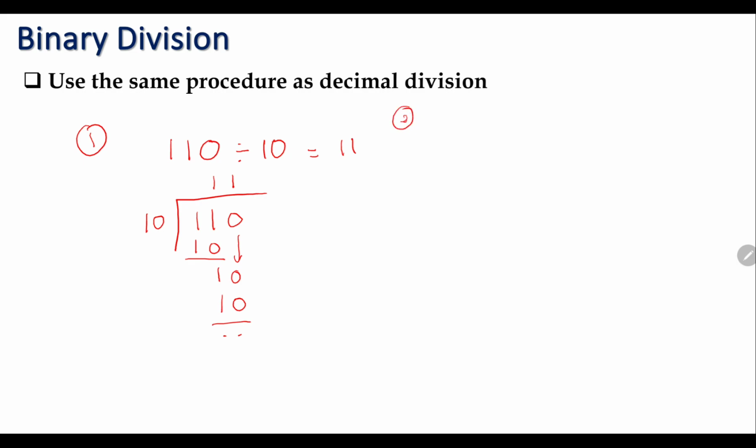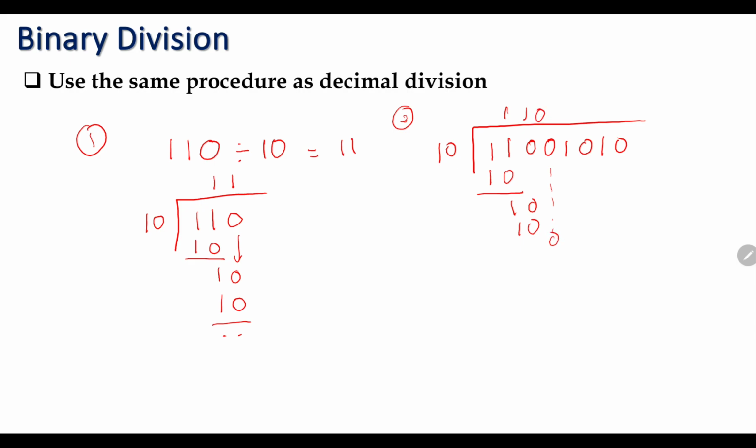Okay, let's take another example. You get 11001010. So you divide by 10. Okay, 10 times 1, you got 10. 10 times 1, you got 10. So this one going down times 0. So you got 01. Times 0. Then you got 10. Times 1, you got 10. You got 1 times 0, you got 10 going down here. 0 times 1, you got 10. So your answer will be 11001010. That's all for binary operation.